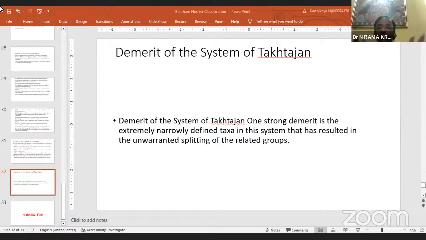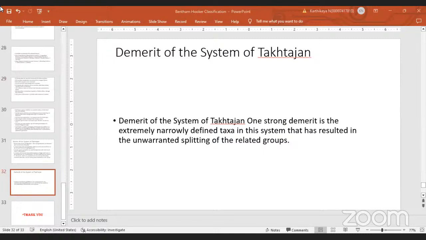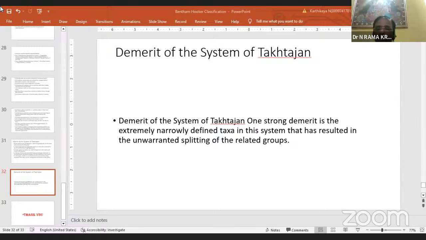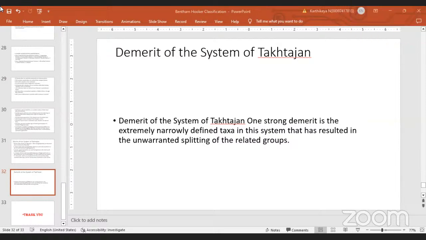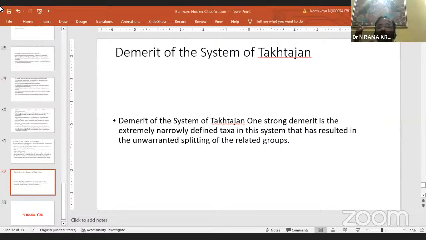These recent taxonomical scientists followed in-depth study. What is in-depth study? Anatomy, palynology, embryology, cytology, and chemotaxonomy, so some of the chemicals. They classify based on these structures. We call that the recent trend in plant taxonomy. We will discuss it tomorrow or definitely the day after tomorrow.